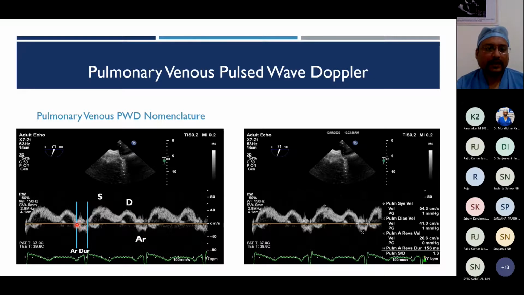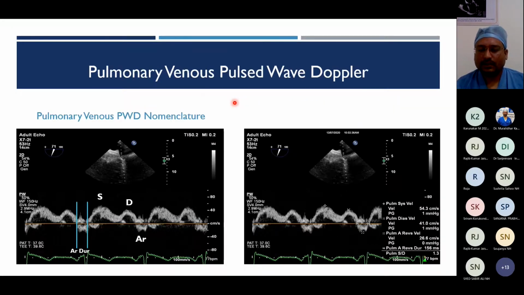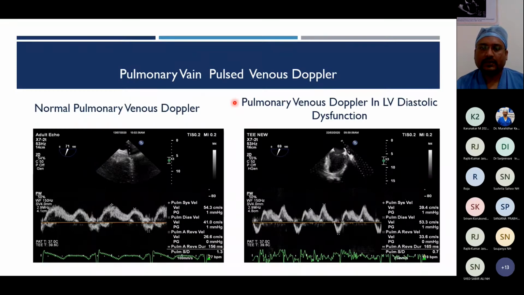And this is the AR duration which is measured, and this is the S and D wave velocities which are measured. In this image, we have a pulmonary systolic velocity of 54, diastolic of 41, and pulmonary AR velocity is 26, and AR reversal duration is 156 milliseconds. Pulmonary S by D is 1.3. So this is a normal diastolic function pattern.